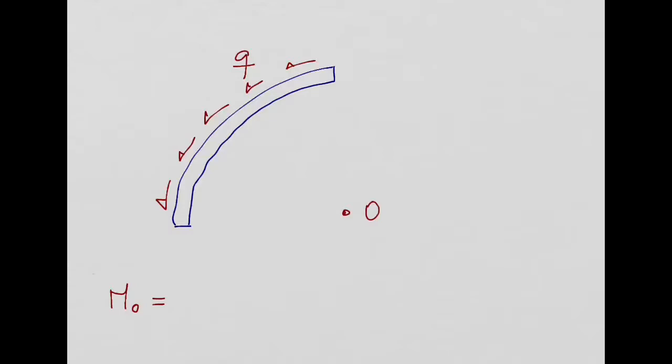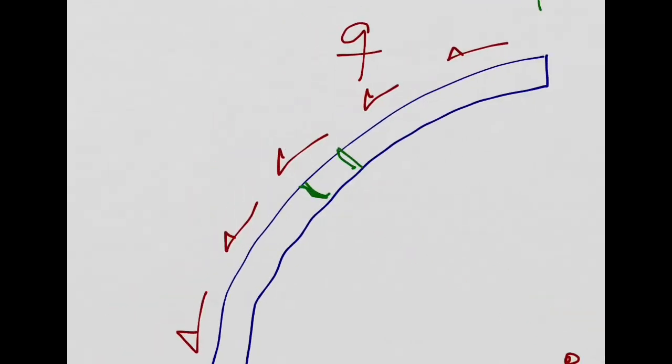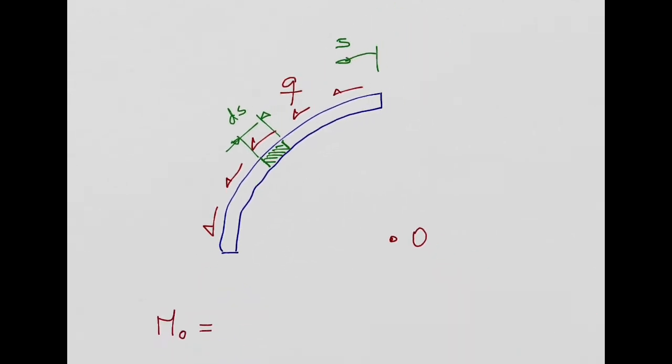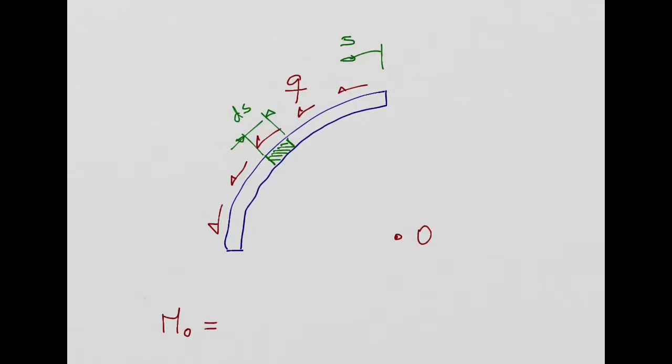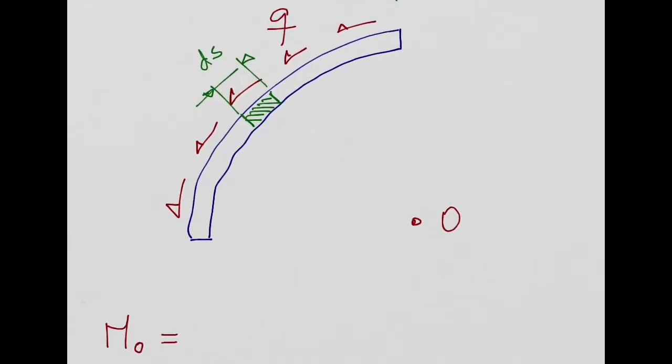One thing I know: this shear flow is constant in this wall. So I can do something like what we did in the transverse shear: I can define a local variable s starting at this free edge. Let's see what happens if I consider a very small element here, with an infinitesimal length ds. I'm going to calculate the moment produced by this infinitesimal element about point O.